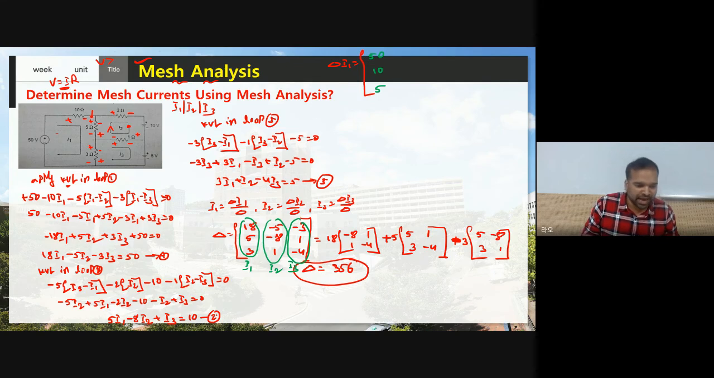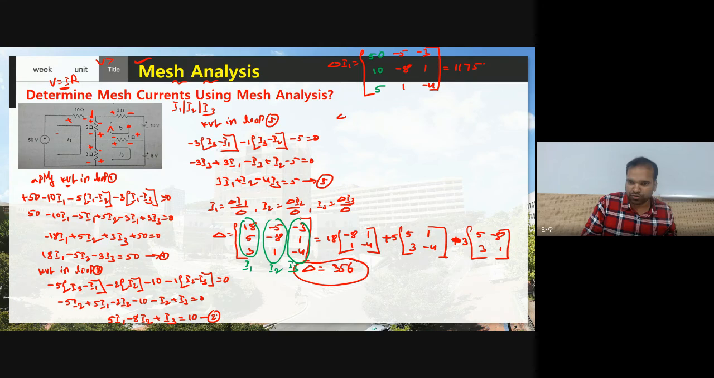Now the remaining I2 and I3 coefficients are the same as in delta. So here minus 5 and minus 3, and here minus 8, 1 and minus 4. Now you know how to find the determinant of delta I1, right? The same as delta. If you find the determinant of delta I1, the delta I1 determinant is 1175.